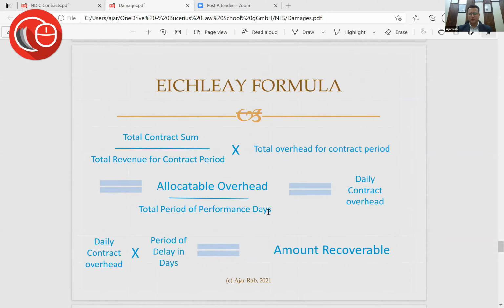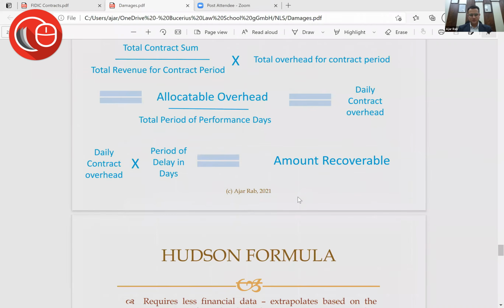In order to prove these overheads, you need to show time logs, insurance, administrative costs, financing costs, rental costs. You need to show that machinery and manpower was actually available, which means invoices, timesheets, so many other things, right? So this is one formula called the Eitel formula. This is considered to be the most appropriate and most accurate amongst the other two for determining the loss that you can claim. However, the problem with this formula is that it does not take into account profit, right?